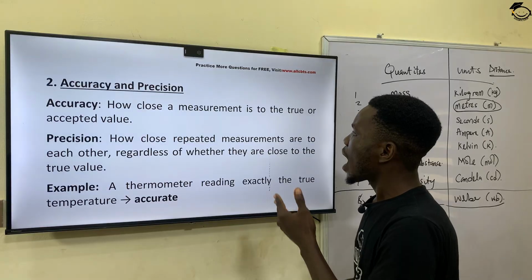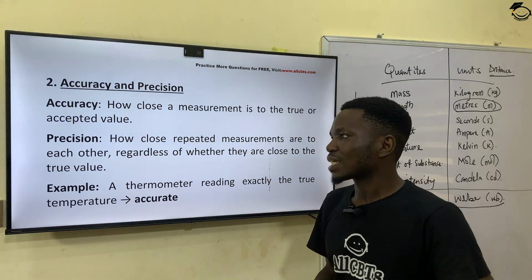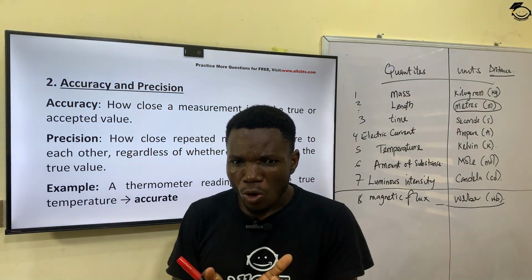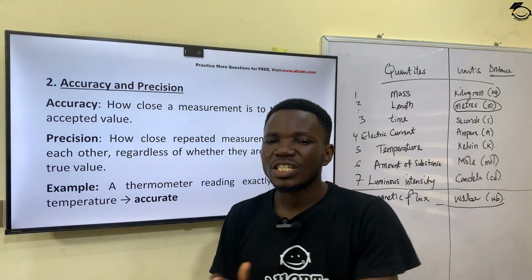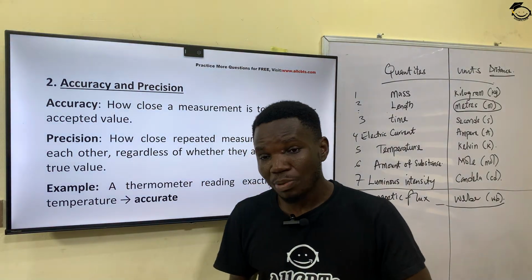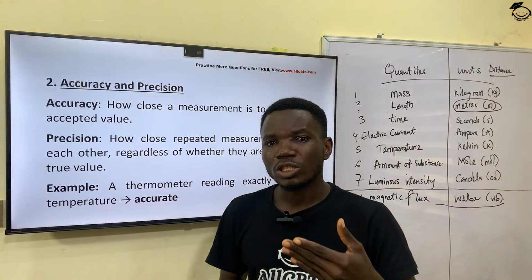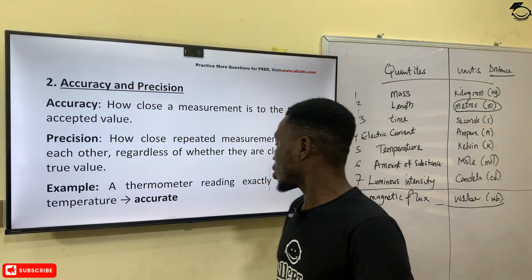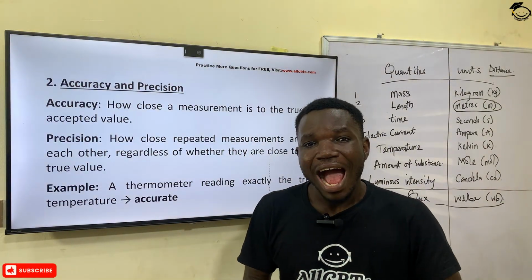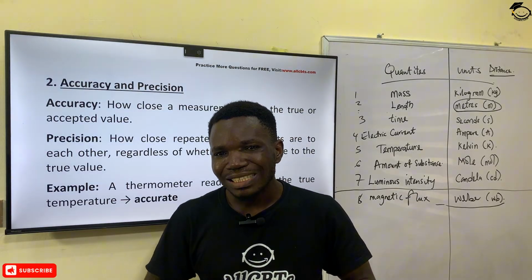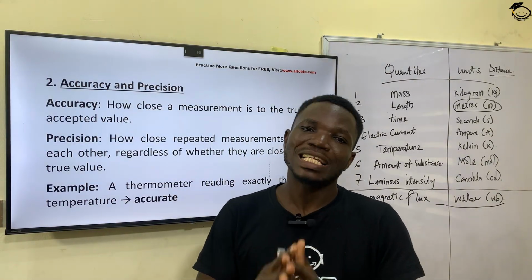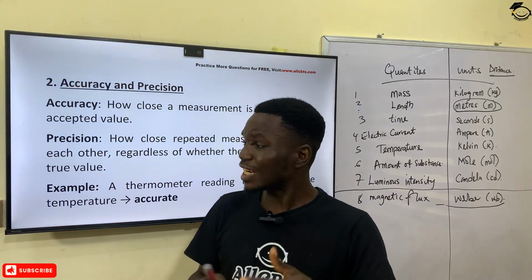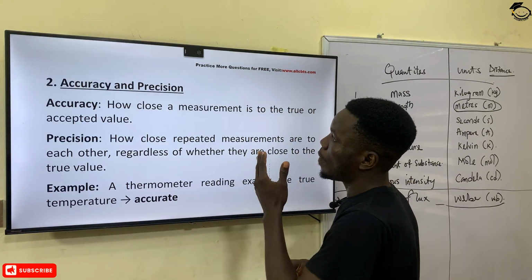The level of closeness to the true value of a reading is what makes it accurate. Then what is precision? How close repeated measurements are to each other. So if I have 2 or more values, how close are they? That is precision. If I take a pendulum experiment, for example, and I have 2 measurements for my time, and these 2 measurements are very widely spread, it means that my measurement is not precise. It may be accurate, but it is not precise. So that is precision and accuracy.